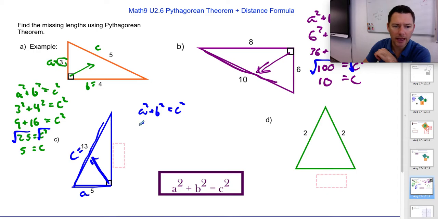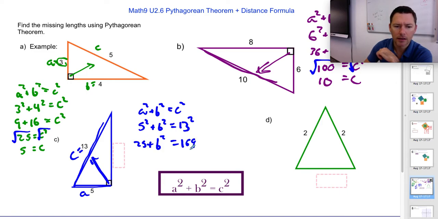So I know that a is 5 squared. I don't know b squared. And c is 13 squared, right? So 5 squared plus b squared equals 13 squared. Clean it up, right? 5 squared is 25. 13 squared is 169. And now you've got to subtract 25 off of both sides.